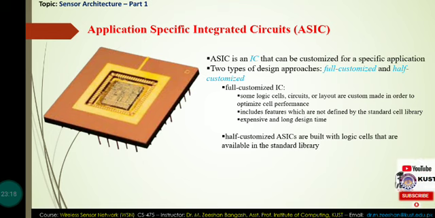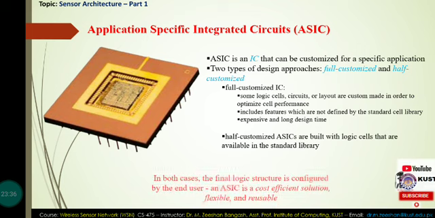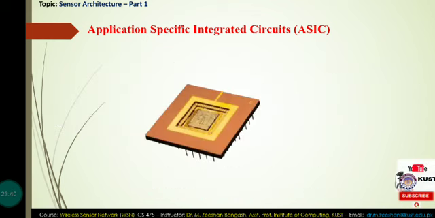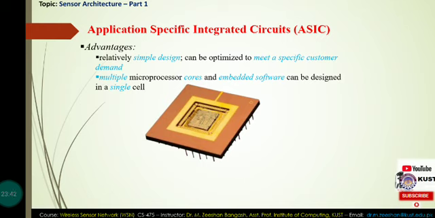So an ASIC is a cost efficient solution because the interconnection as well as the logic structure can be specified according to the needs of the user. So this also offers a great level of flexibility and reusability. So these are some of the good aspects. Again, it has some advantages and some disadvantages as well.